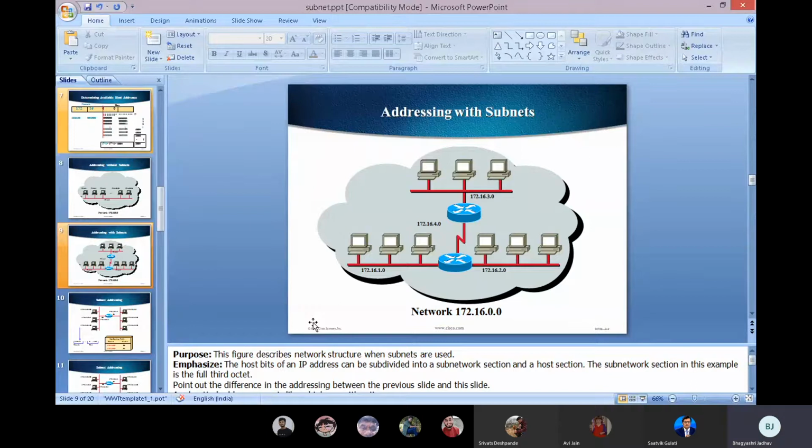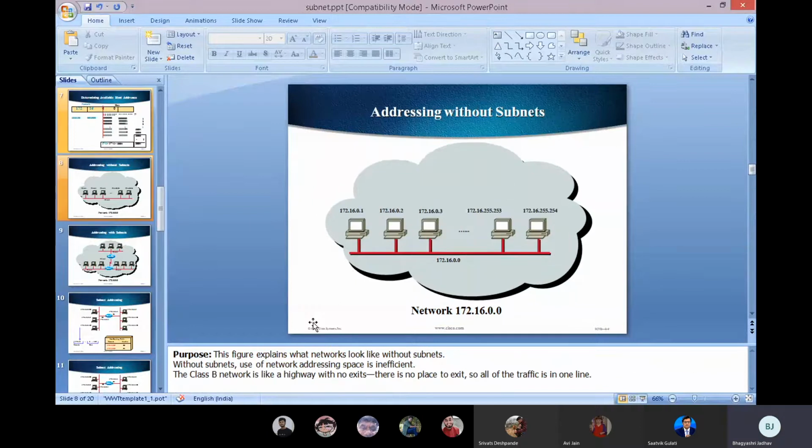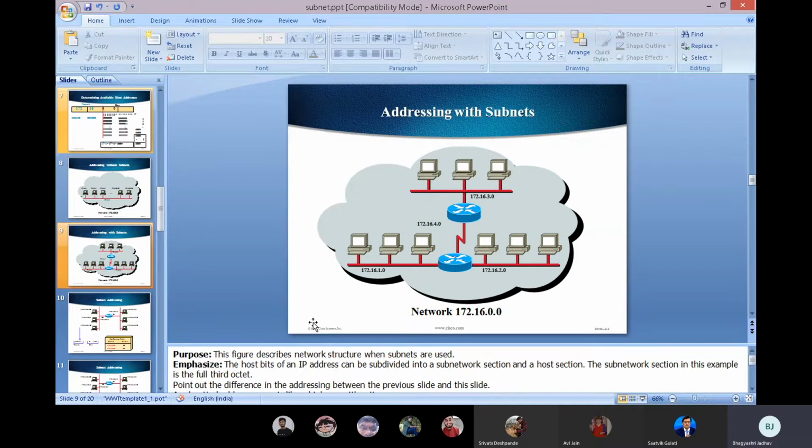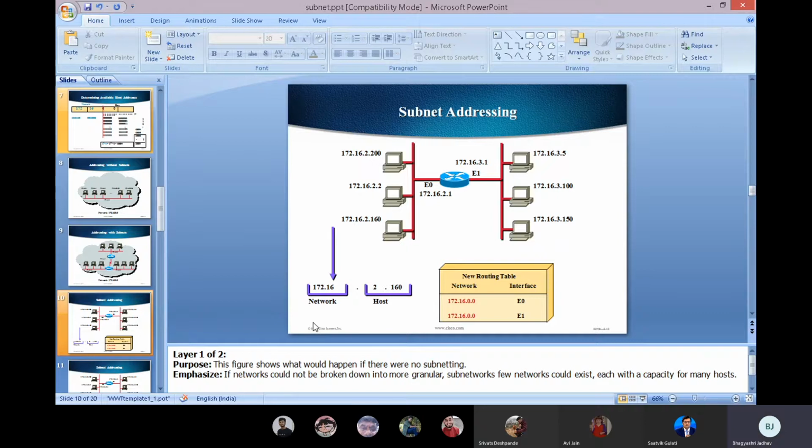We divided our line. See here only 0.0. That red line, below that red line I mentioned 172.16.0.0. Now here 172.16.10, 20 and 30. We divided that network. See subnet addressing. The network part is this, correct? 172, the first two digits. Then the second part is the host. Then the new routing table is here, interface.